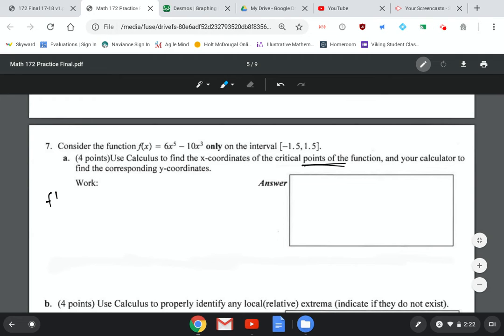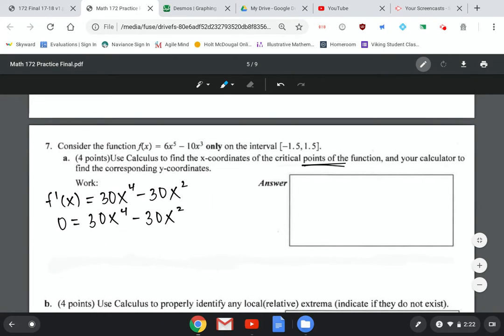So the first derivative of this function, well, we can do the power rule. So 5 times 6 is 30. And then you drop 1 power, so x to the 4th, minus 3 times 10 is 30. And you drop 1 power, so now we have x squared. So we took the derivative. The next part of that is actually setting it equal to 0. So if I set this equal to 0, I have 0 equals 30x to the 4th minus 30x squared.